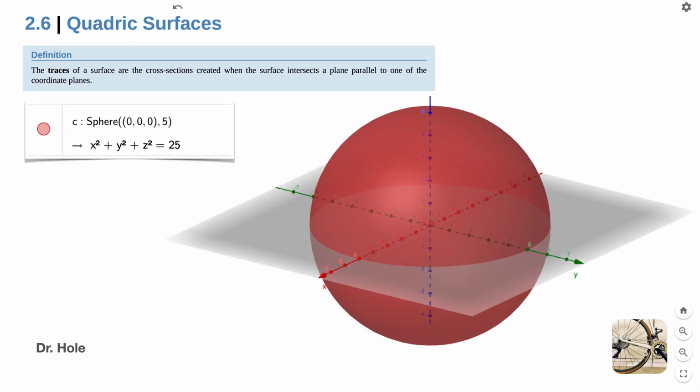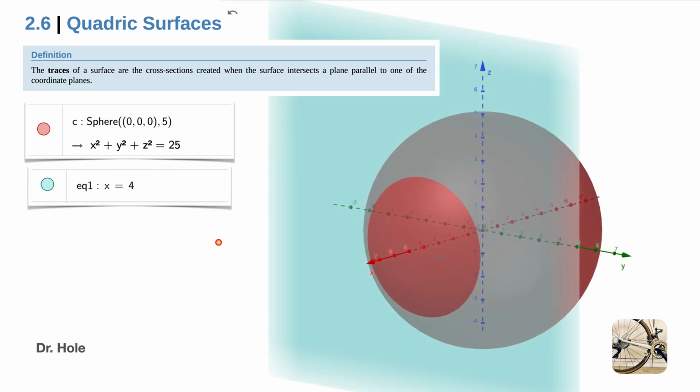Here's the resulting graph. We're looking from the vantage point of the first octant. Red axis is the x-axis, green axis is the y-axis, and the blue axis is the z-axis. We also have sketched the xy plane such that the intersection is producing a circle of radius 5 in the xy plane. Let's bring in a different plane. For example, the plane x equals 4.